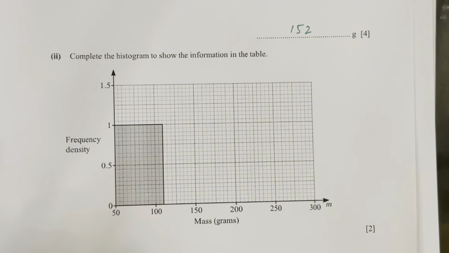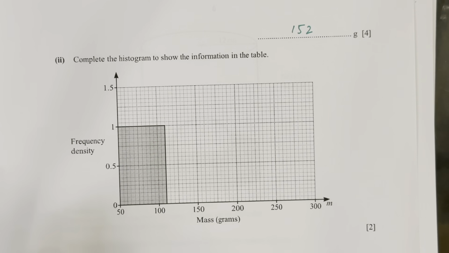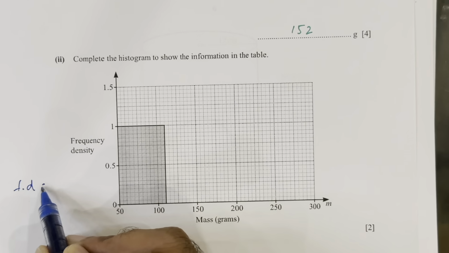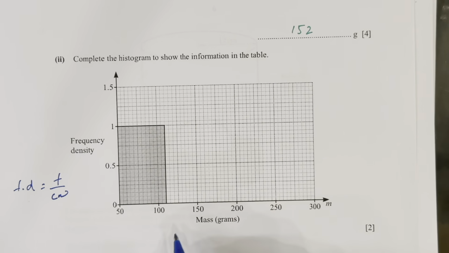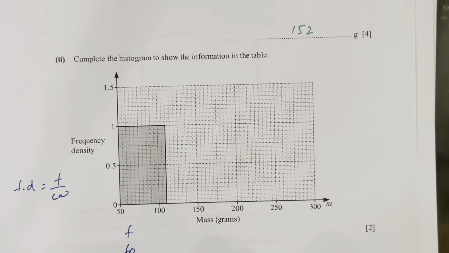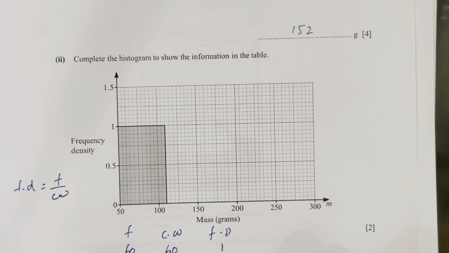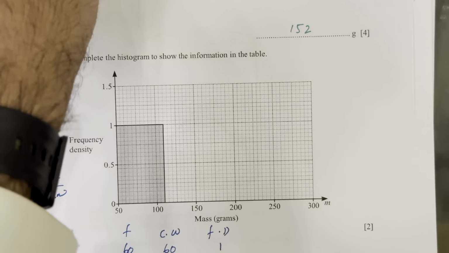Now for the next part, we need to complete the histogram to show the information in the table. Frequency density is given for the first class, and we need to calculate the other frequency densities. The formula for frequency density is frequency over class width. The frequencies are 60, 99 and 41, and the class widths are 60, 90 and 100. Dividing, we get 1, 1.1, and 0.41.